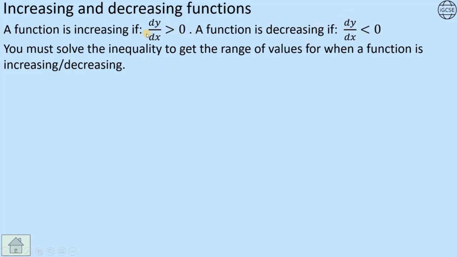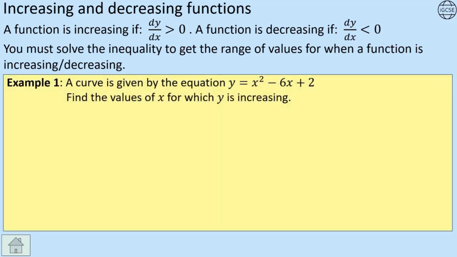All right. Because these are inequalities, we would need to give our answers probably in inequalities, if that makes sense. It really kind of depends on the question as to whether or not we need a range of values to answer the question. Okay, so let's have a look here. Right, so here it asks you a curve is given by the equation y equals x squared minus 6x plus 2. So you've got a nice little quadratic, which will probably go like this, because it's positive x squared. And it says find the value of x for which y is increasing.